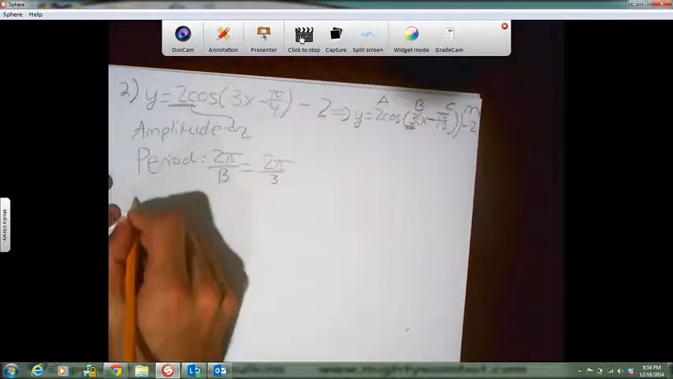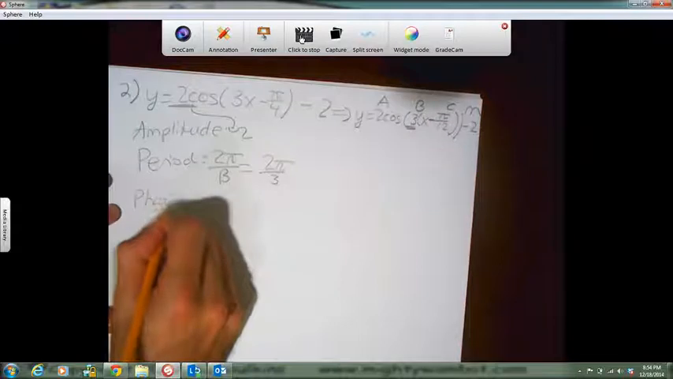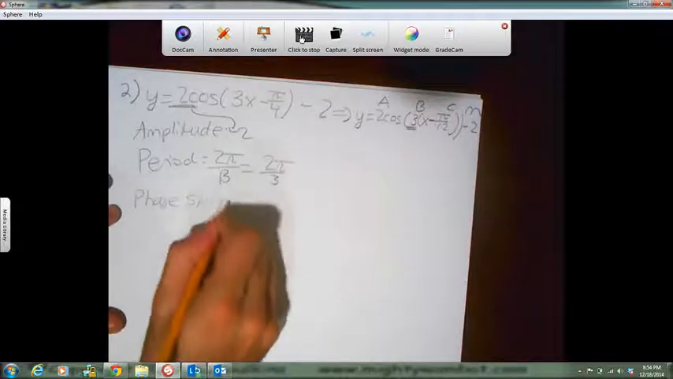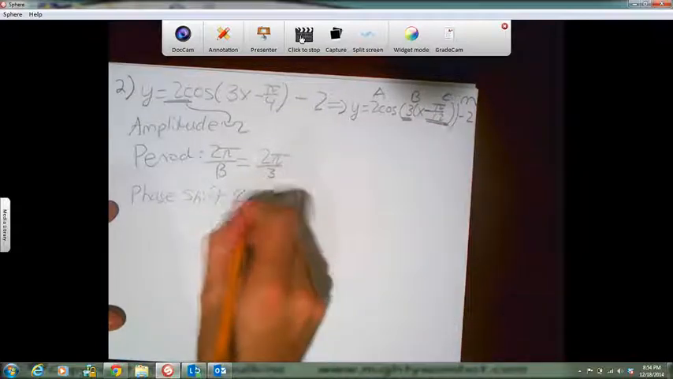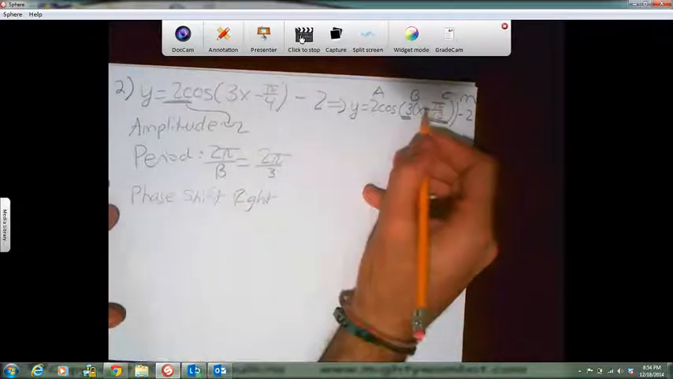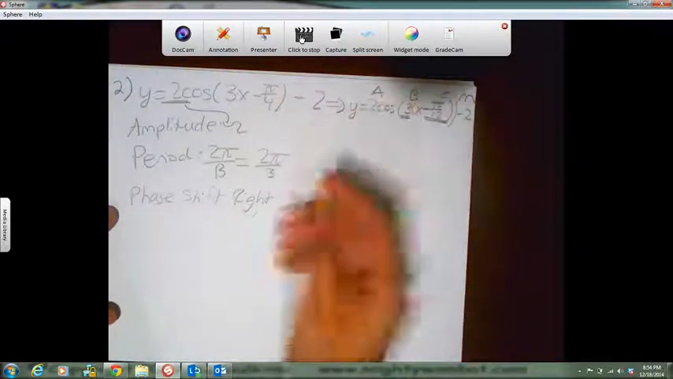Phase shift is how much you have shifted left to right. So we shifted right. Remember, you do the opposite for any transformations. This says negative, which means left, but we actually do the opposite, which is right. So we shift right by pi over 12.